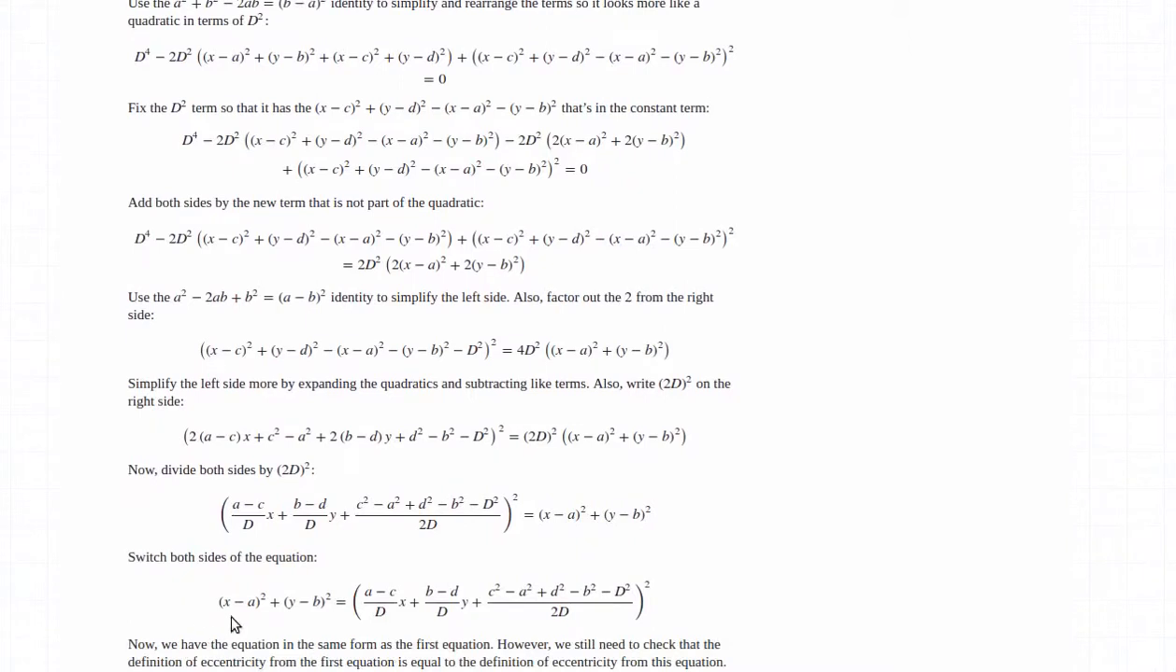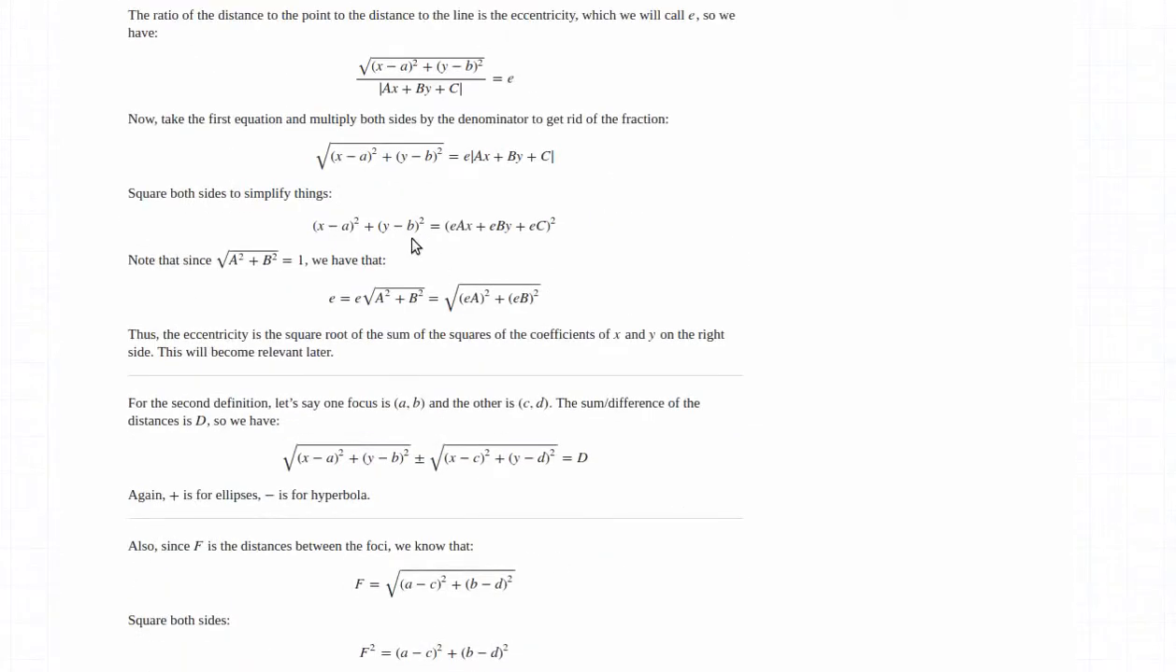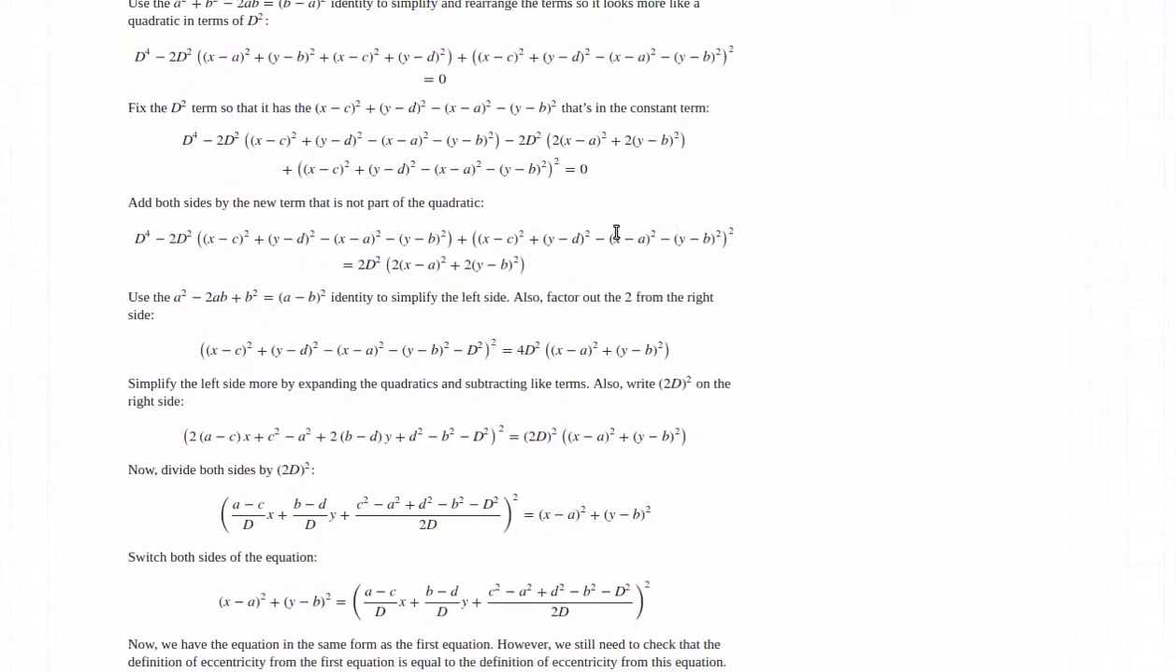So we have (x minus c) squared plus (y minus b) squared equals something times x plus something times y plus a constant, squared. Again, I just want to go back to the first equation to emphasize that this is in the same form. It's (x minus a) squared plus (y minus b) squared equals something times x plus something times y plus a constant, squared. So that's what I did here. Now it's in the same form.